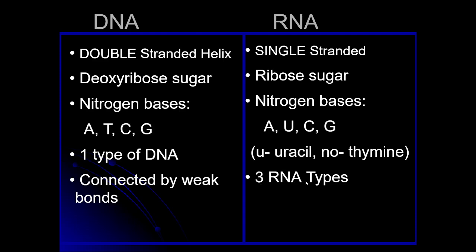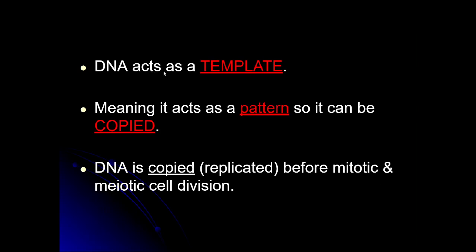There are 3 different RNA types. DNA acts as a template, meaning it acts as a pattern so it can be copied. DNA is copied before mitotic and meiotic cell division.